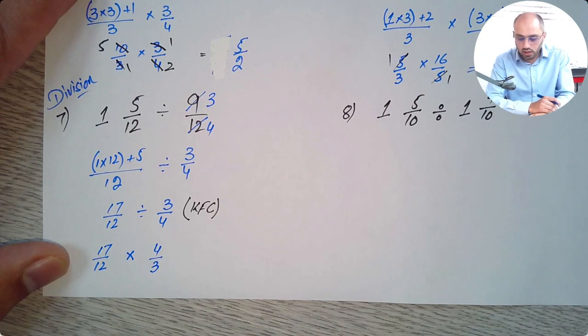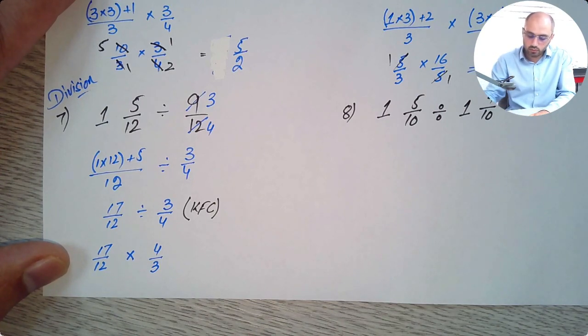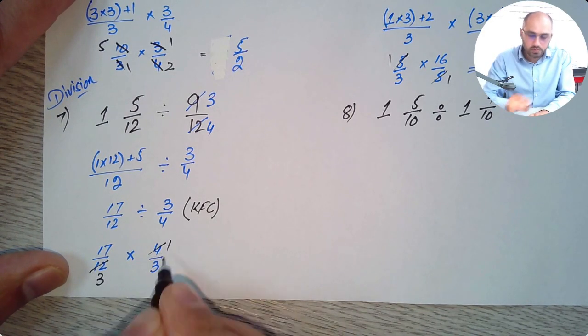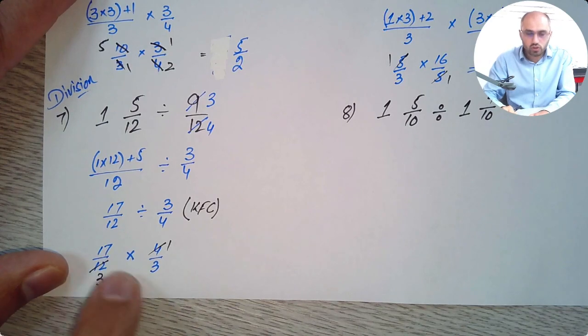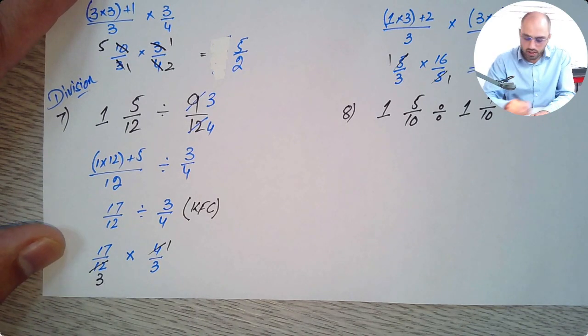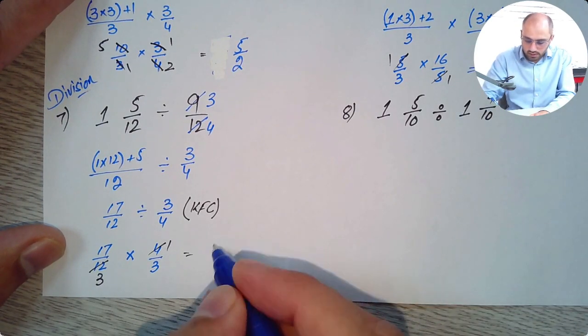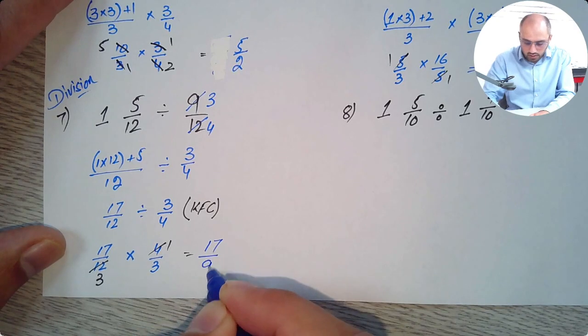Once I've done this, all I have to do is ask myself the same question again. Can they be simplified in diagonal? In this case, this is 4 times 3, this is 4 times 1. I can't simplify those two because they are not in any common number. I'll go ahead and multiply the numerators and the denominators and I'll end up with the answer being 17 over 9.